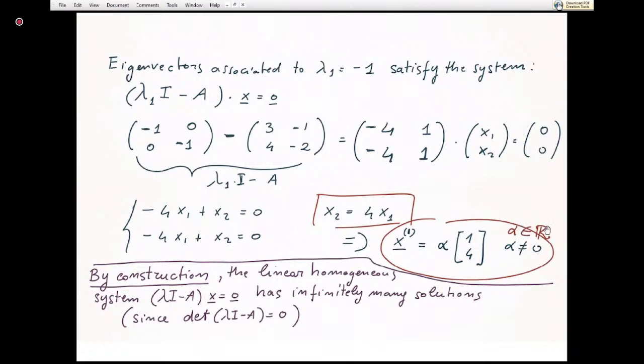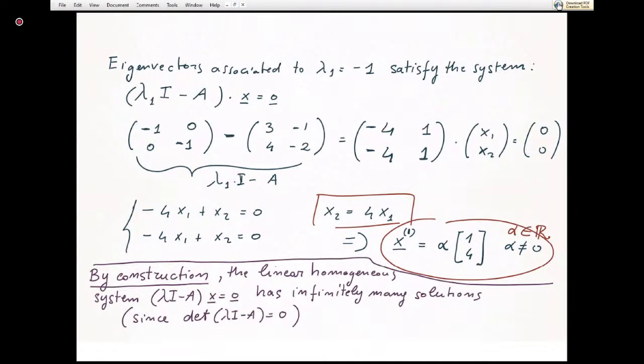Where alpha is any real number, of course, different from 0. Why different from 0? Because otherwise we have the 0 vector, which is the trivial one. We neglect the trivial solution, okay? So any vector with this structure, and they are infinitely many, is an eigenvector associated to the eigenvalue lambda 1 equal to minus 1.